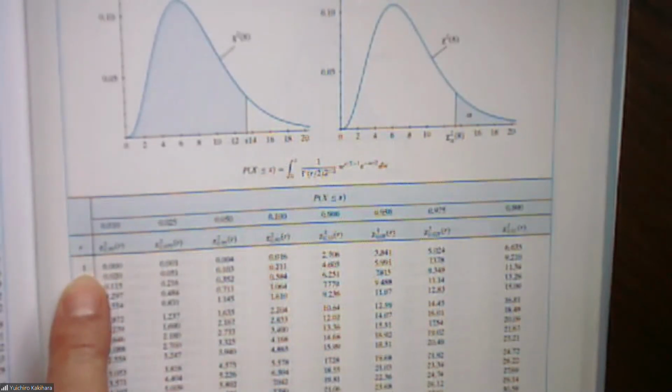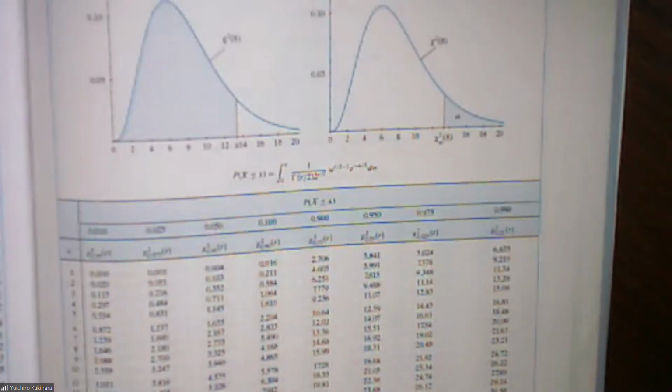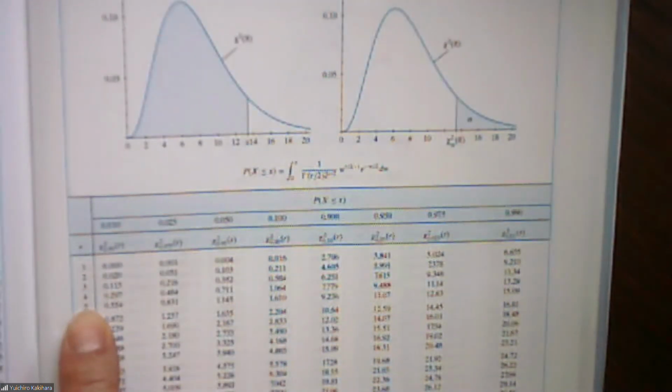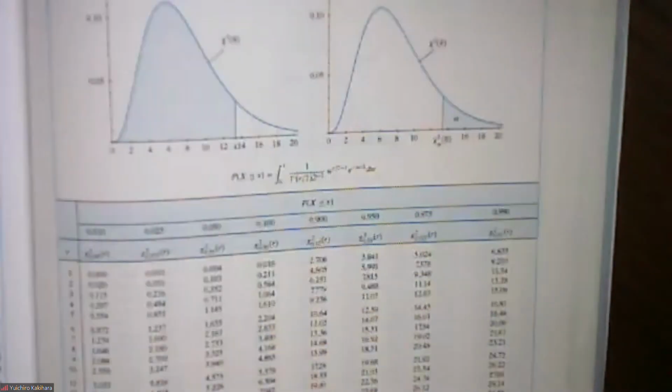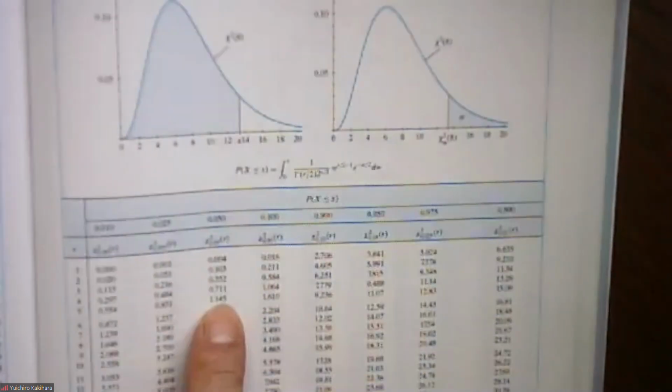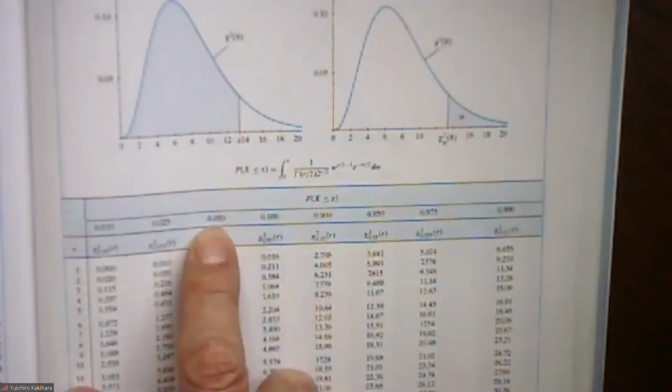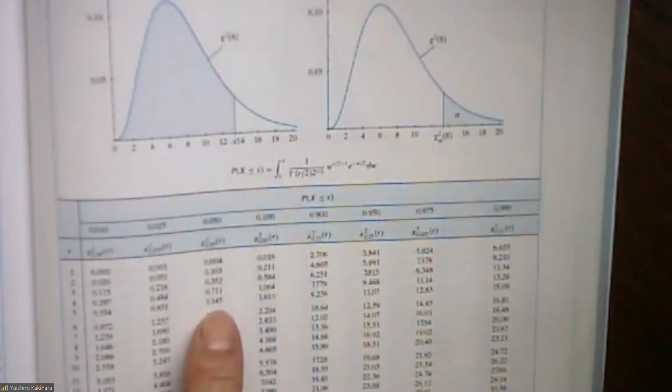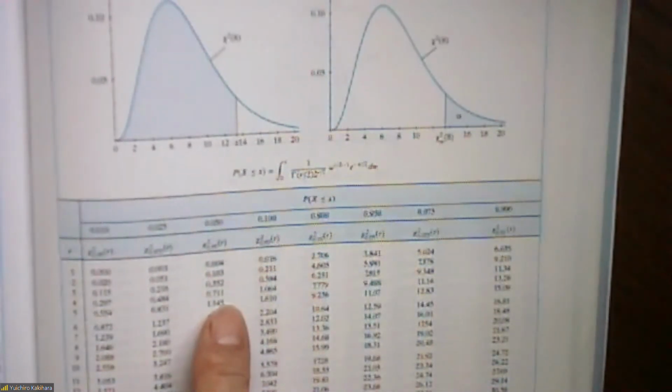Starting from 1, 2, 3. In this case, we have 5. 5 is here. And then I look up the given number 1.145. Yeah, that is here. And look up this number, 0.050. That indicates the area over here.